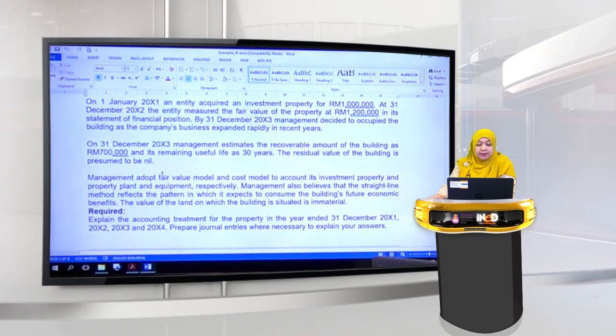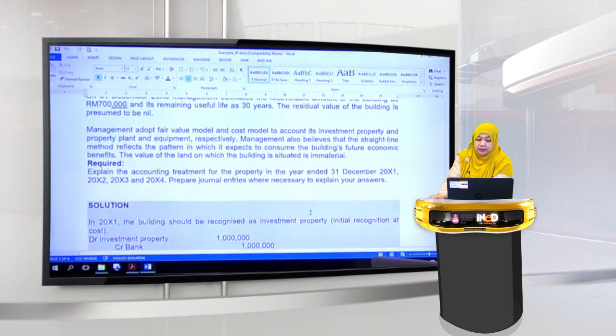Now the management adopts the fair value model and the cost model to account for its investment property and property, plant and equipment respectively. Management also believes that the straight line method reflects the pattern in which it expects to consume the building's future economic benefits. The value of the land on which the building is situated is immaterial. So they ask us to explain the accounting treatment for the property in the years ended 31st December 200X1, 200X2, 200X3 and 200X4, and also to prepare the journal entries when necessary to explain your answers.